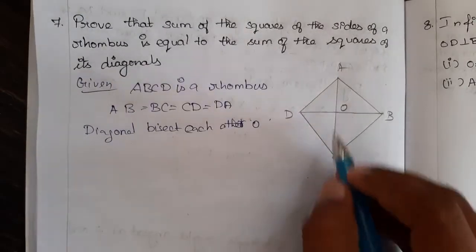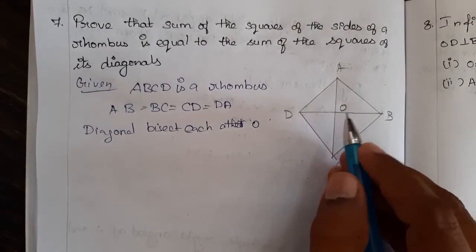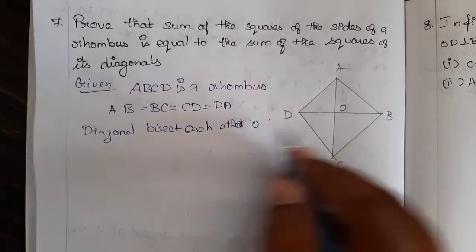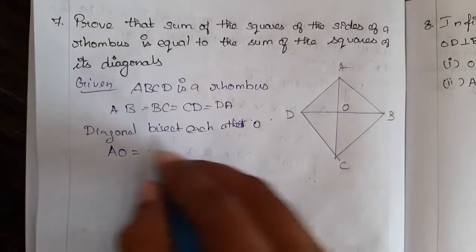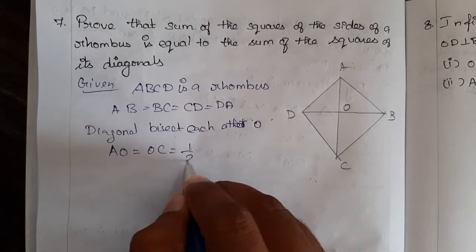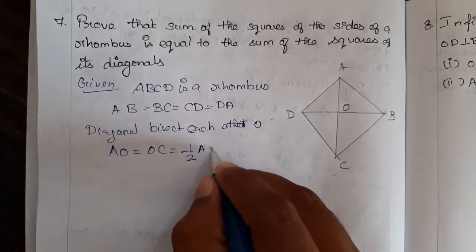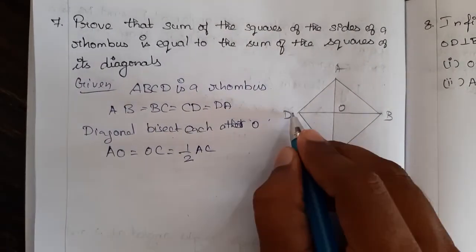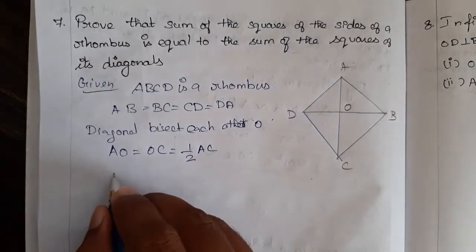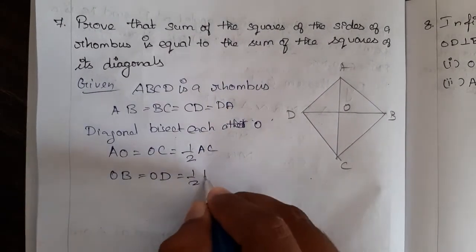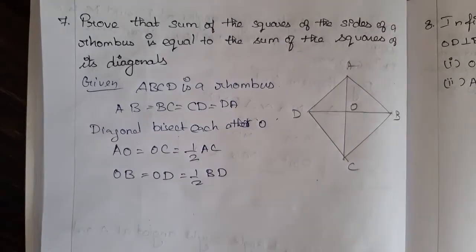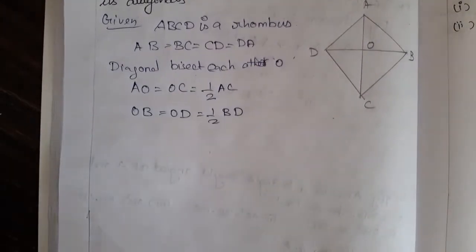So that means they are cut into equal halves. So OA is equal to OC, equal to half of AC. OA, and OC is equal to half of the full length AC. The same, OB is equal to OD, or half of the BD. Clear? So this is what the given is.